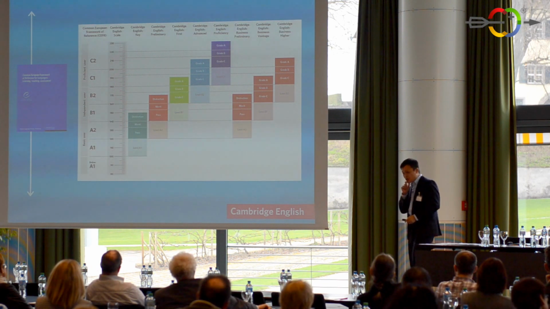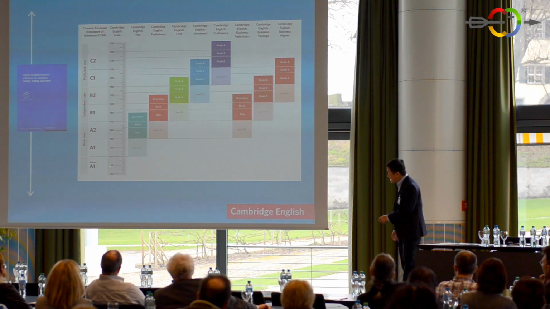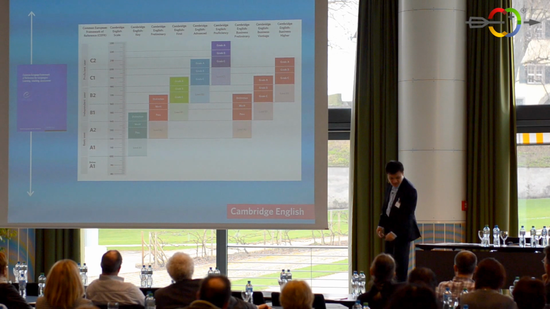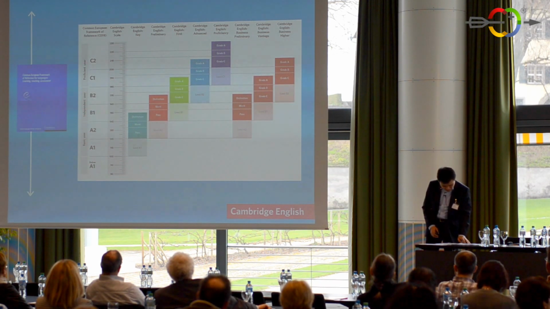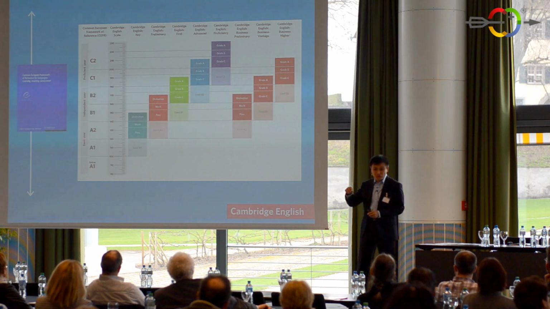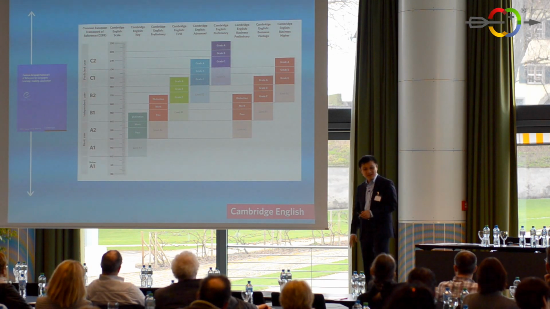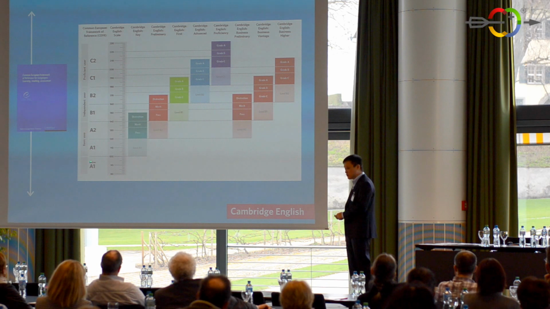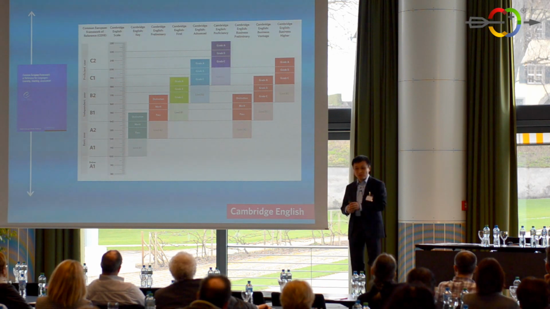Okay? Here's another question for you. So it does range anywhere from below A1 up to C2. Okay. How many of you have taught the same group of students from when they were below A1 all the way up to when they were at C2?